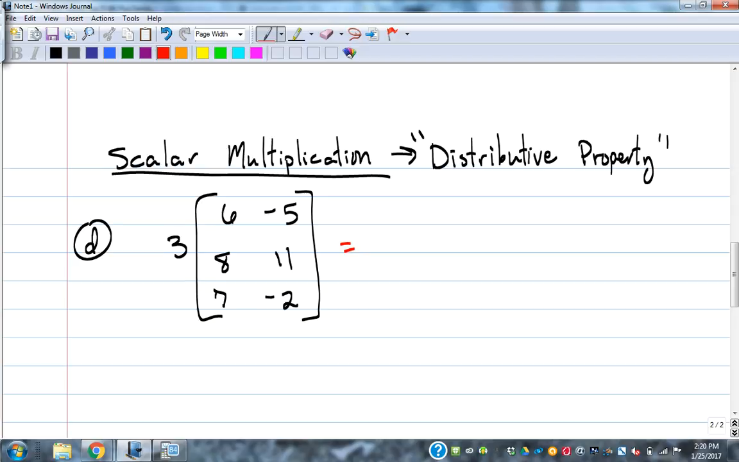It's still going to be what size is this matrix? 3 by 2. 3 rows, 2 columns. All right. 6 times 3 is 18. 3 times -5 is -15. 24, 33, 21, and -6.